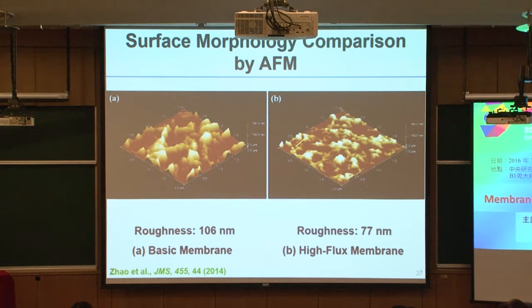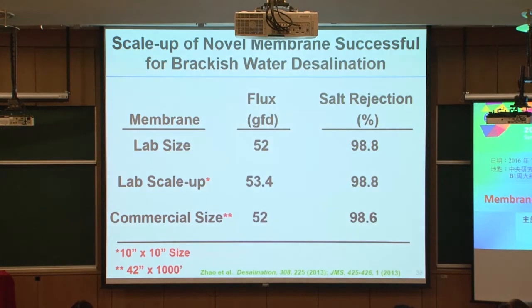A rougher membrane surface is easier to trap the foulant on the surface. So therefore our membranes are more fouling resistant. And that's for seawater. We also extend that to brackish water, which contains about 0.2% of sodium chloride. The concentration is much reduced.